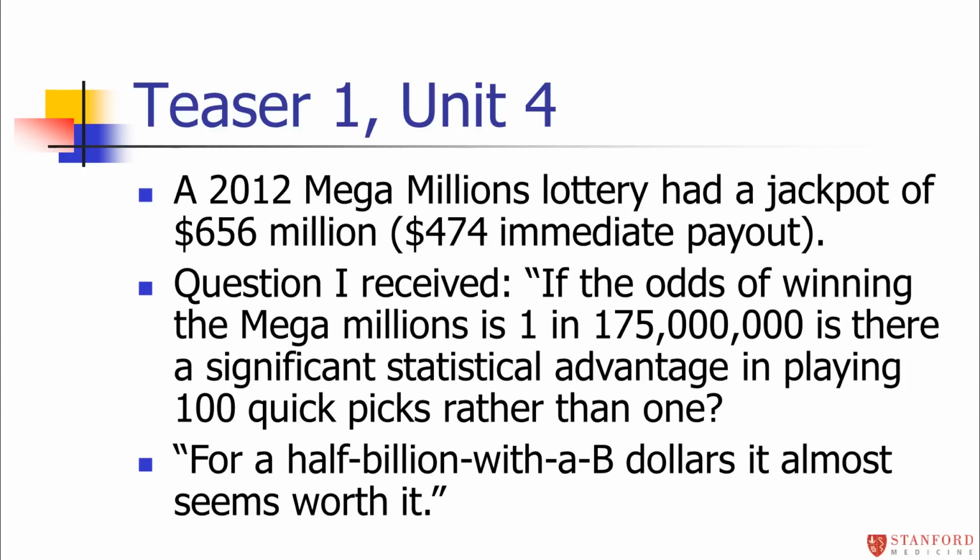And I received a question over email. The person asked me if the odds of winning the Mega Millions is 1 in 175 million. So notice that the Mega Millions is a different lottery than the one we talked about last week. The odds are even worse for the Mega Millions. And we're going to just assume that the probability that they've calculated there and given on the Mega Millions website is correct. So if the odds is 1 in 175 million, is there a significant statistical advantage in playing 100 quick picks rather than buying 100 tickets?